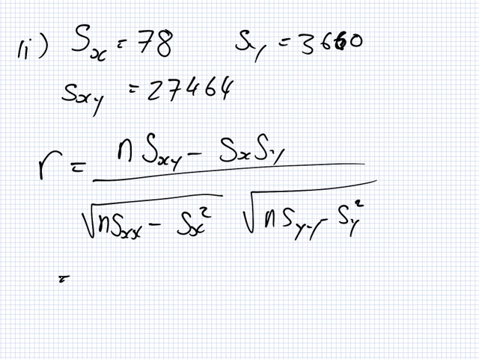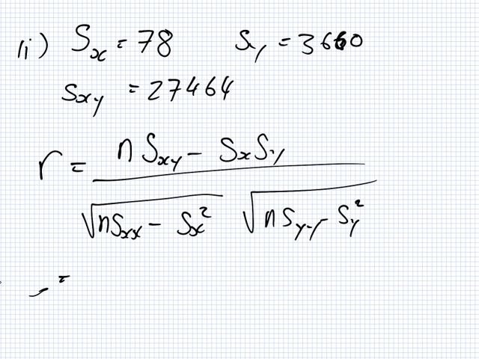So let me type that in. Right, what's N here in the story? How many have we got? We have to count, do we? 1, 2, 3, 4, 5, 6, 7, 8, 9, 10. 10 times 27464 minus 78 times 3660. And then we have 2 roots. Right, the first one, what's 10 times SXX, which is 852, isn't it?